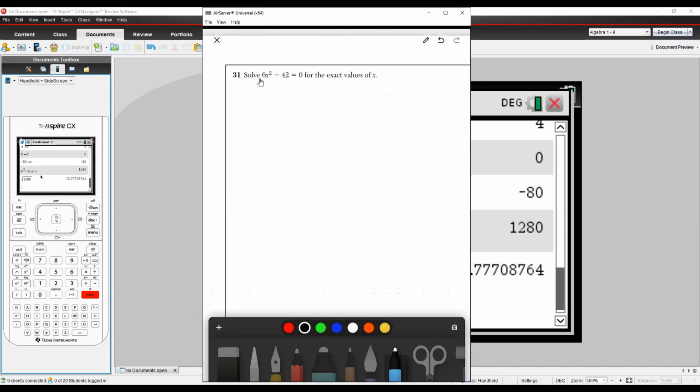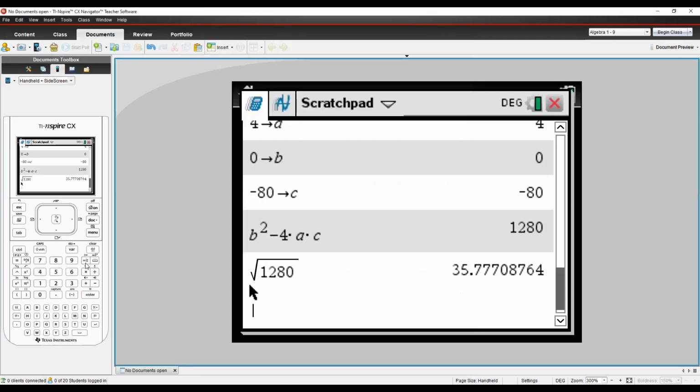So this one says, solve 6x squared minus 42 equals 0 for the exact value. So we see that word again. I'm going to put this in red. Exact values of x. So let's go. A is 6. B, since there's no x term, is going to be 0, just like the last problem. And C, the constant, is a negative 42. So now we're just going to check b squared minus 4ac to see what that number is.